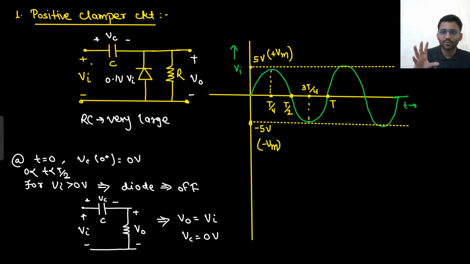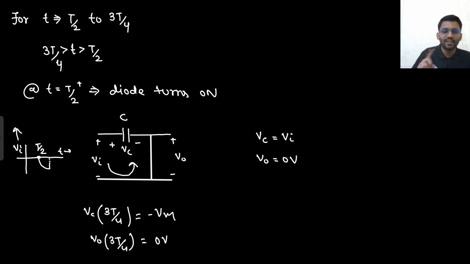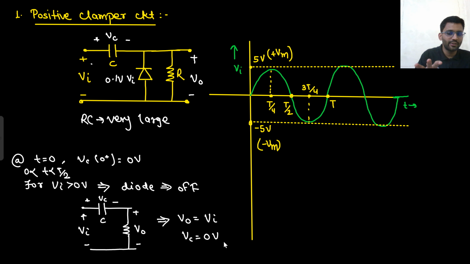Just let's quickly go through it. What was happening? Initially, there was a voltage, input voltage, which was positive. If input voltage was positive, that means diode was not even turned on. That means the output will simply be equal to input voltage only, and there will be no charge on the capacitor. So for 0 to T by 2, V0 was equal to input voltage only, and Vc was 0.